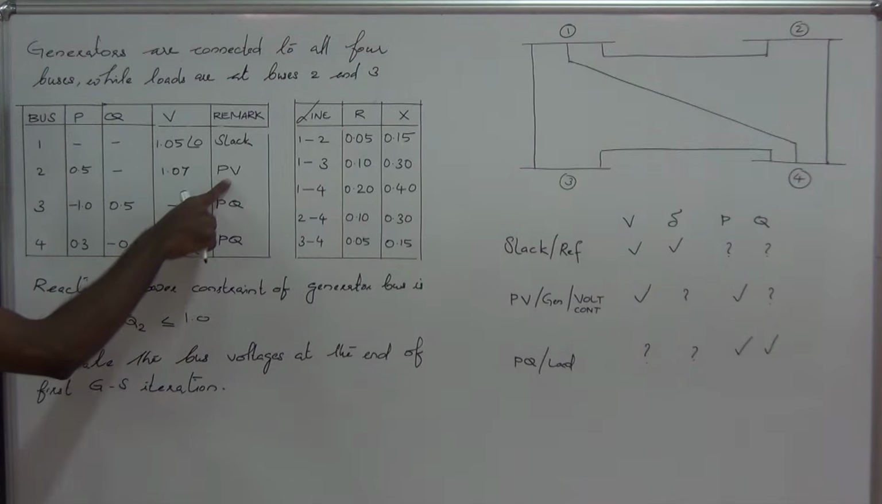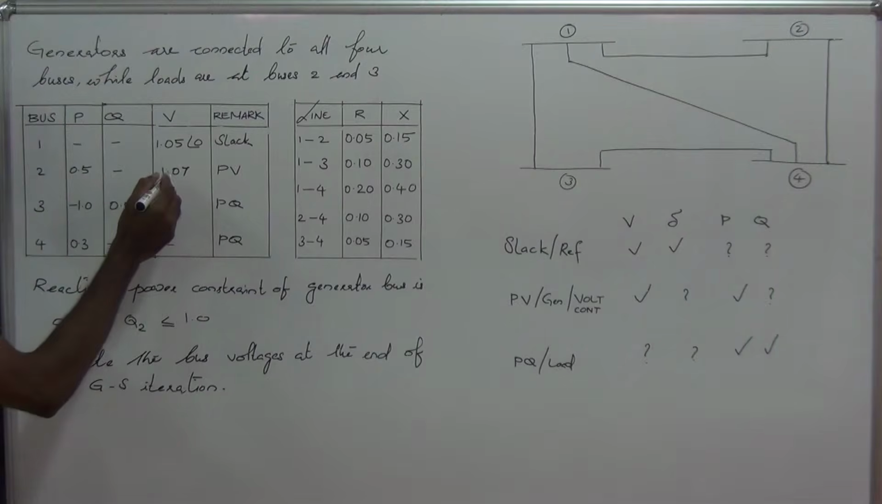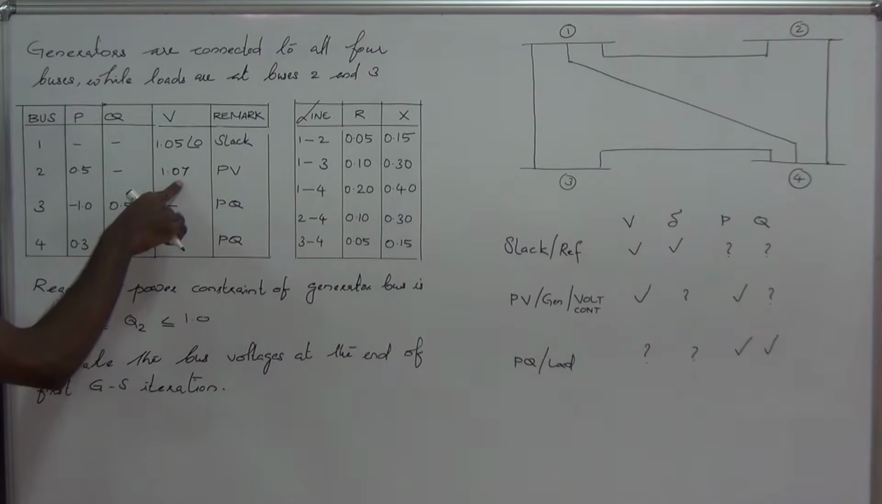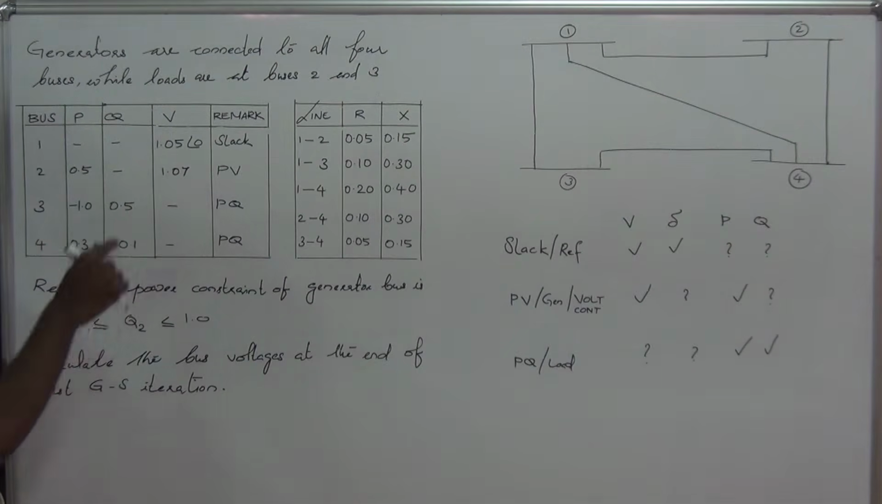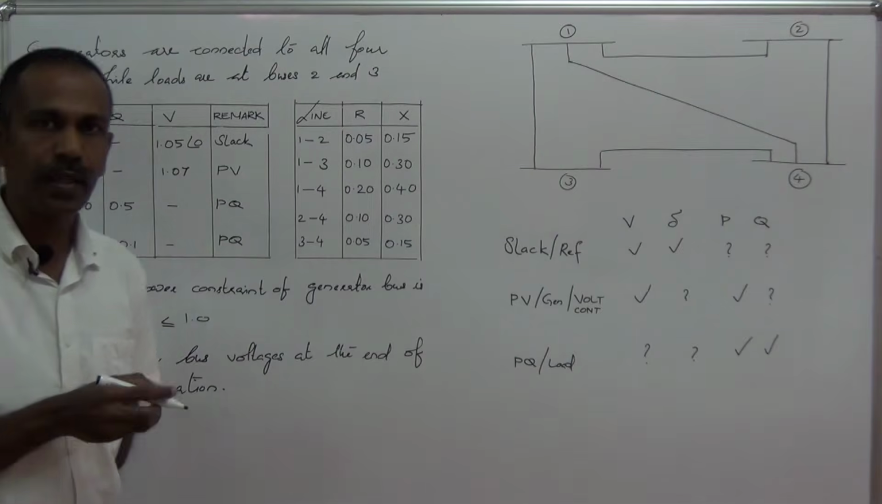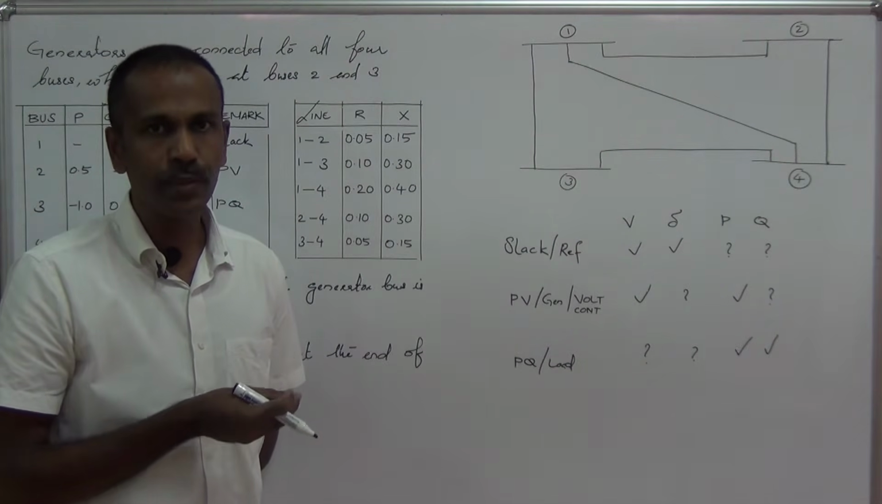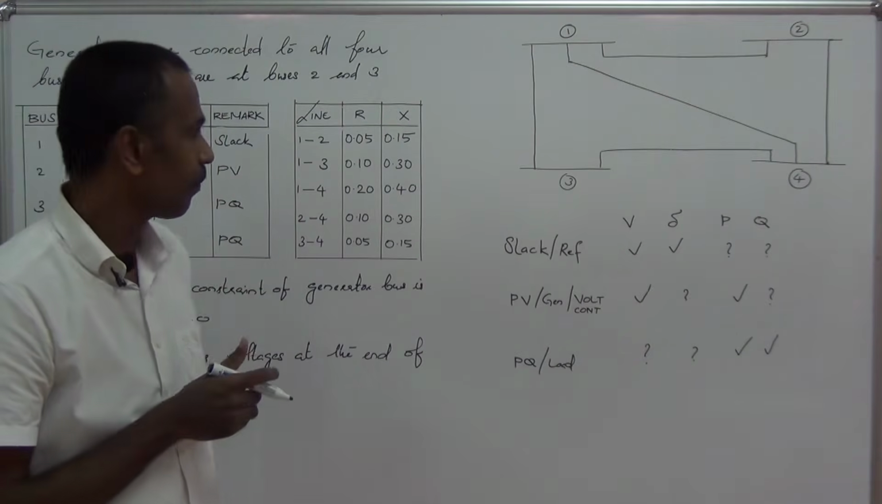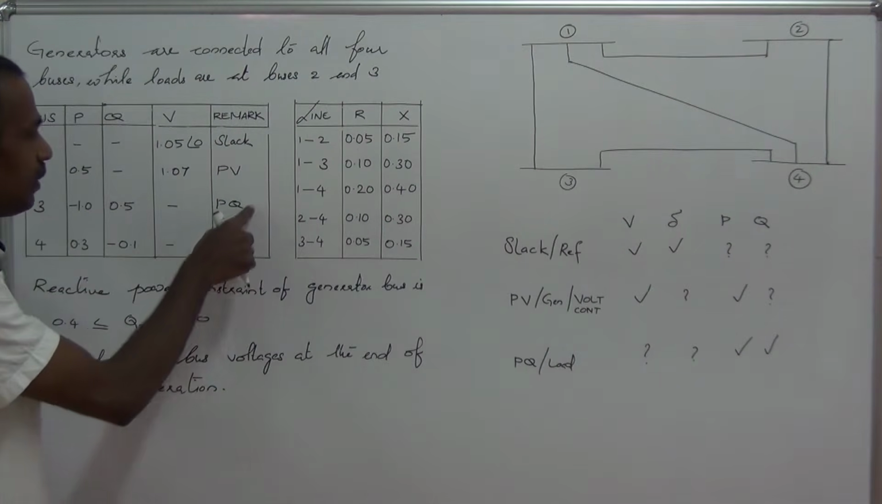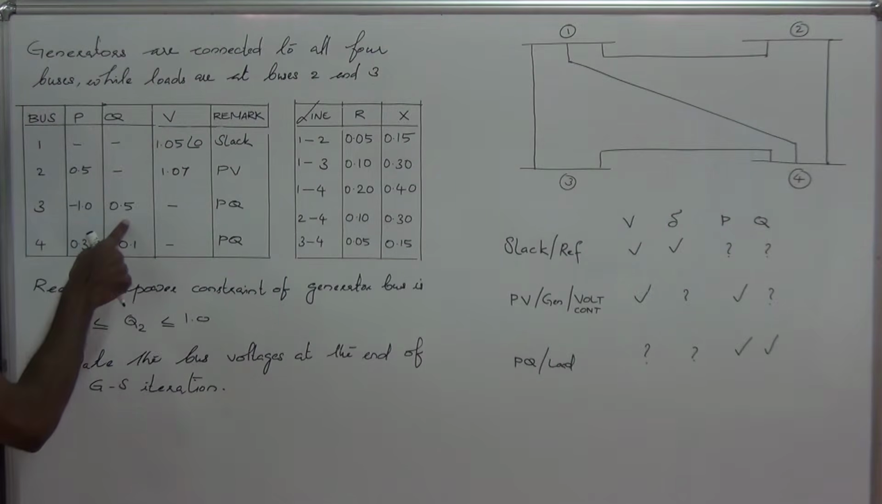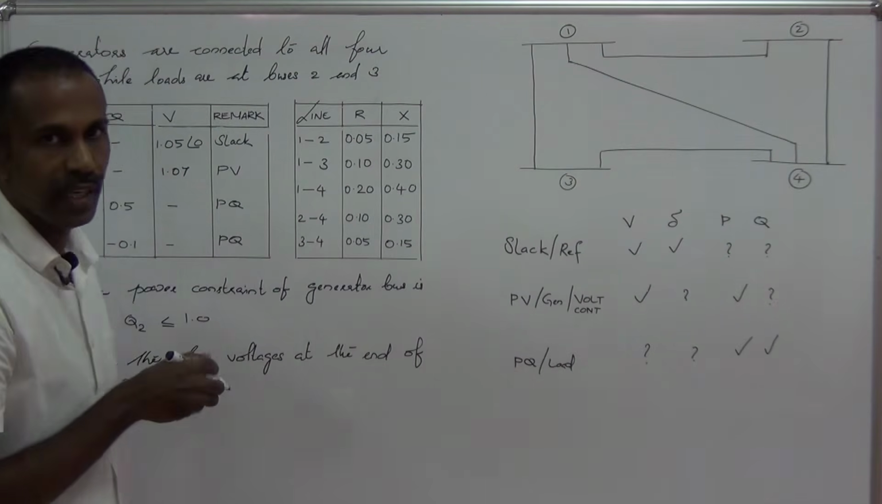We call it voltage controlled bus or a generator bus because the voltage is maintained at 1.07 per unit, because we assume that the generator connected at the second bus has sufficient reactive power generation to meet the demand. And the remaining 2 buses are of PQ type. So P and Q are specified. We have to find out V and delta.